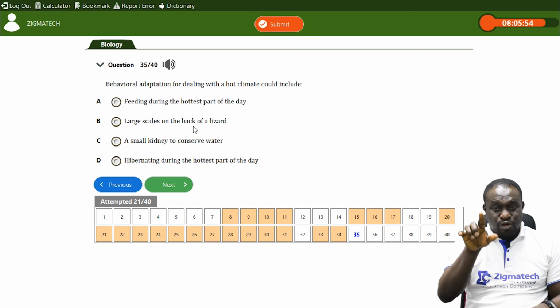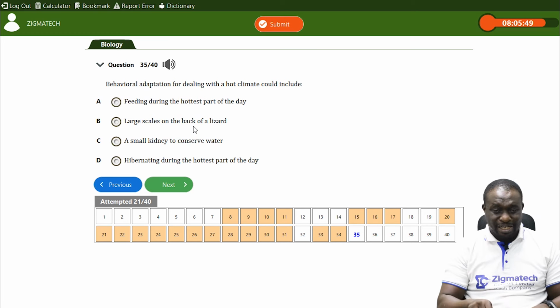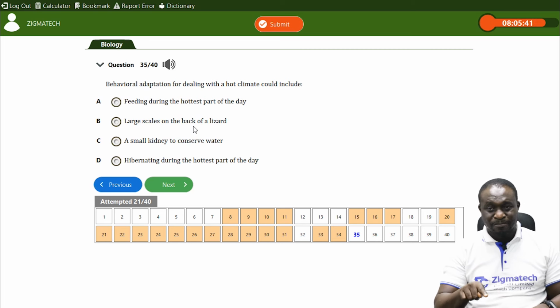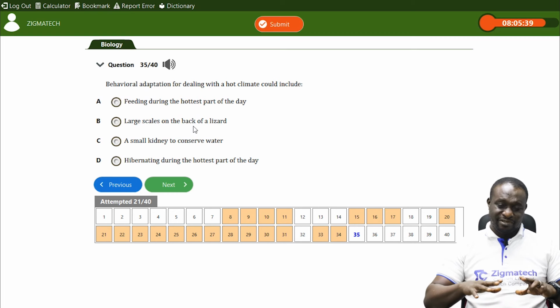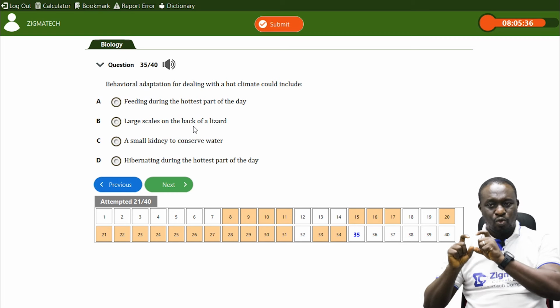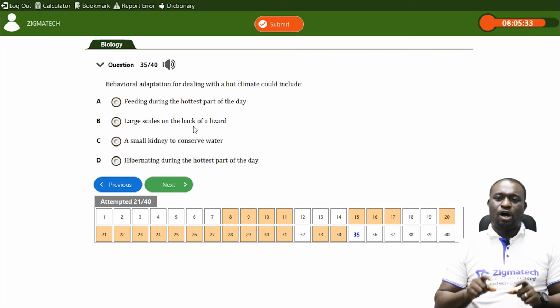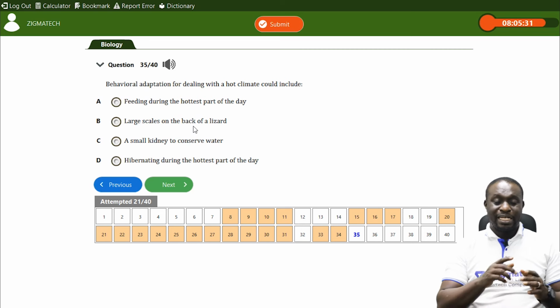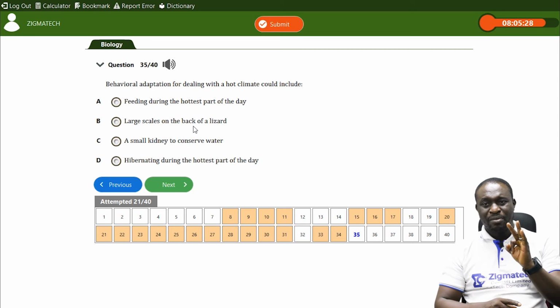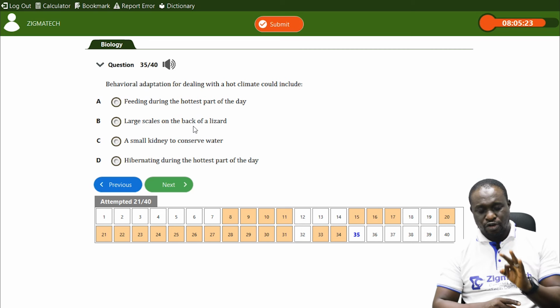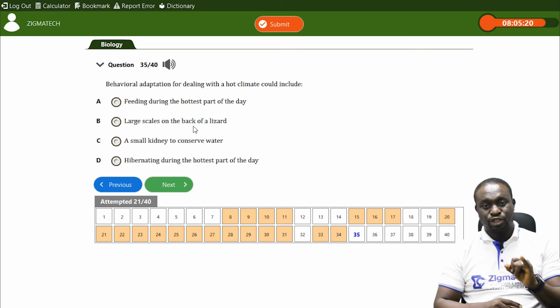So if you look at all the options listed there, the correct answer is supposed to be estivation and not hibernation. The answer listed is D, which is hibernation, but it is supposed to be estivation, because estivation is a period of inactivity during hot climatic weather or conditions. Now, the next one is hibernation. I'm giving three behavioral adaptations for dealing with hot climate or adverse weather conditions. Number one, I said, is estivation. Number two, I said, is hibernation.